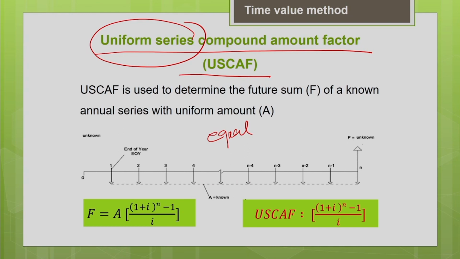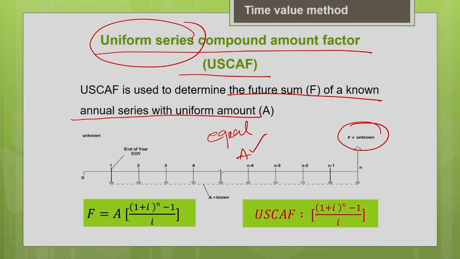So now what is the purpose of this uniform series compound amount factor? It helps us to determine the future sum of the known annual series with uniform amount A. The series of cash flow is known, A is known. I need to find the future value of this A. The F is unknown. Then I can make use of this uniform series compound amount factor.